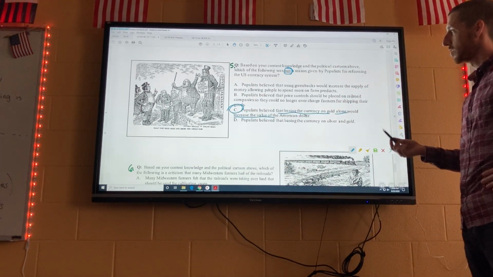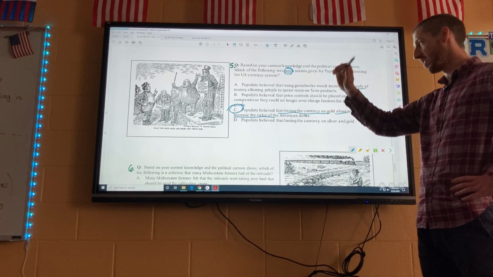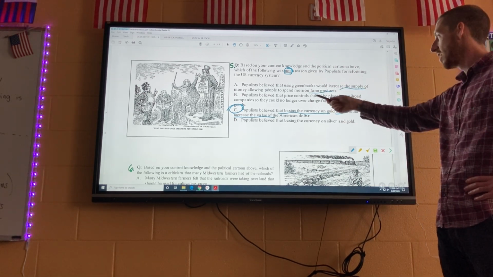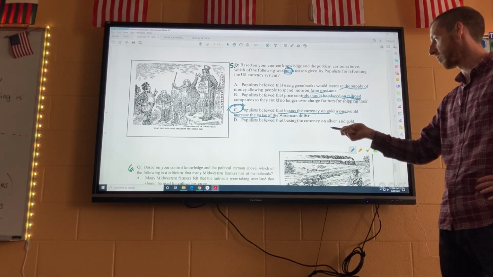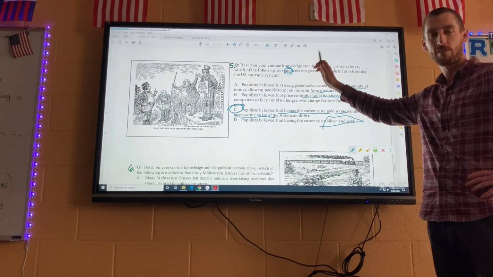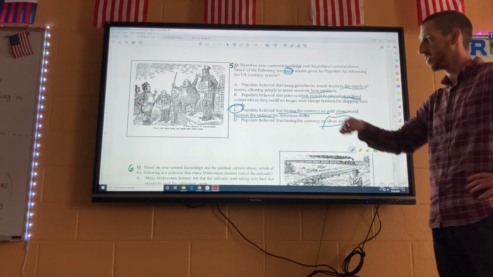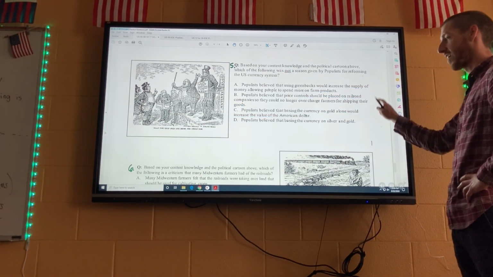And if you look at the other ones, they're all good answers, such as this one. Increase the supply of money, that's good. For farm products, that's good. Populists believe control should be placed on railroad companies. They definitely believe that. And look, they wanted silver and gold. So if you know what populists do want, you'll know that it's C, okay? Again, not a fan of the not questions, but it's the game we got to play.